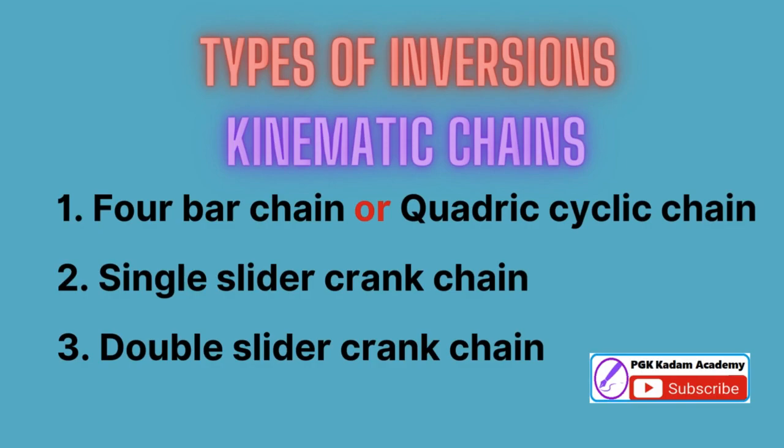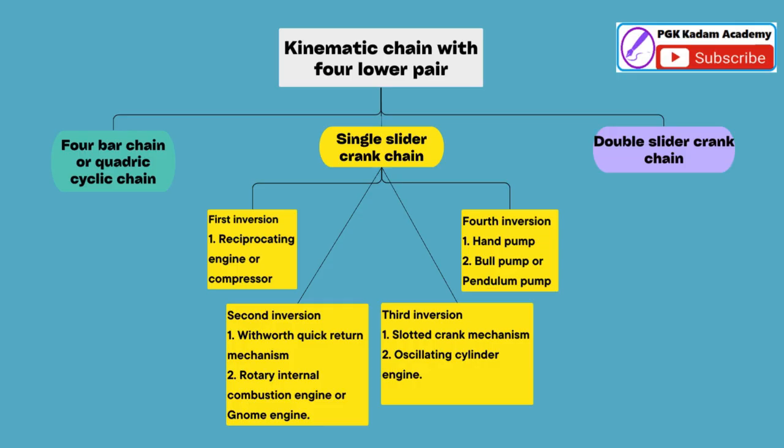Types of inversions in kinematic chains: 1. 4-bar chain or quadric cyclic chain. 2. Single slider crank chain. 3. Double slider crank chain. Inversions of single slider crank chain.